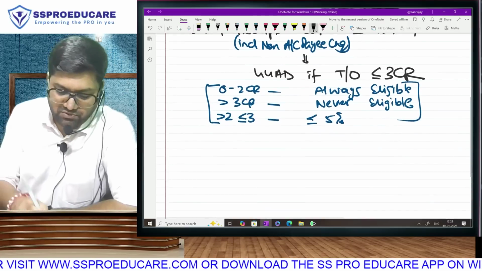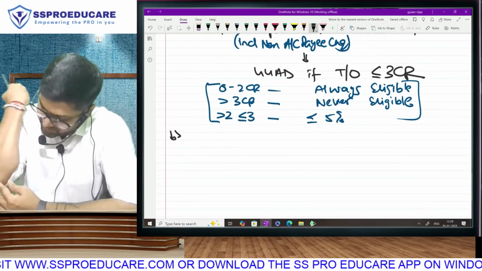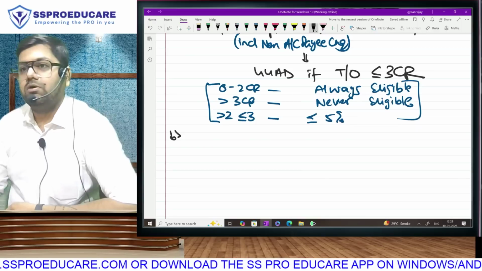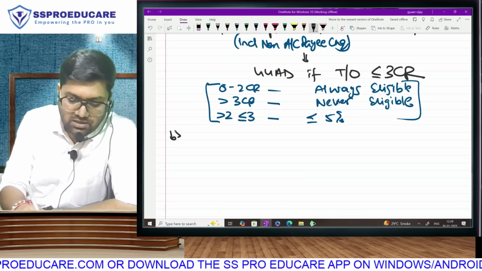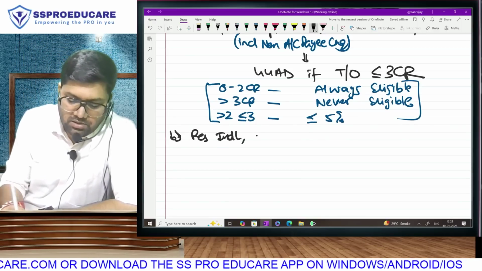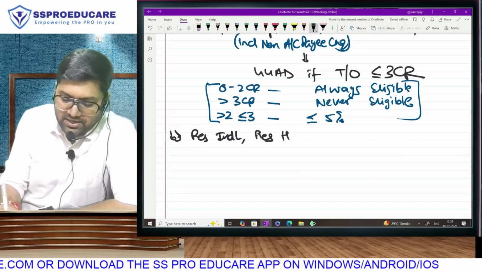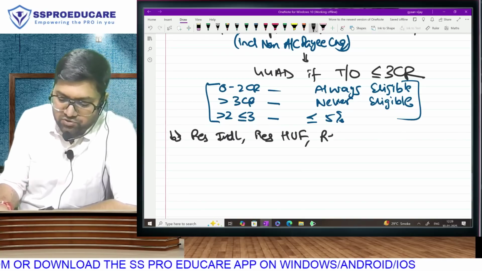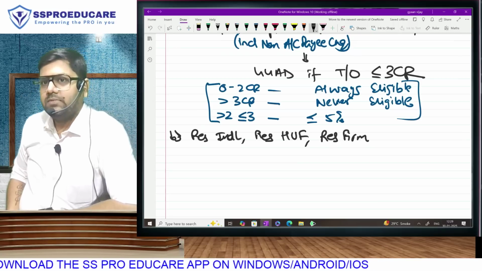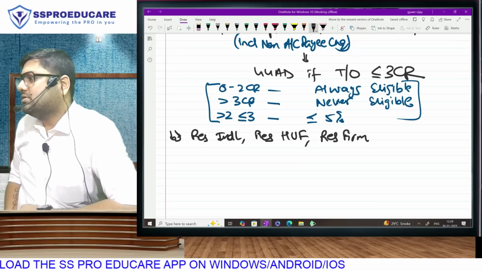What is the first condition? You have to learn these conditions. First condition to be eligible, small business. Small business will depend on turnover. Second condition, you have to be a resident individual, a resident HUF, or a resident partnership firm. Presumptive is allowed only to these assessees.